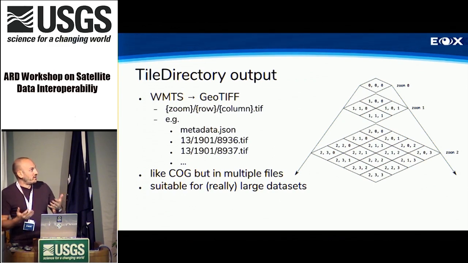You can look at it as a cloud optimized GeoTIFF, but it's simply split up into multiple files. So you have a tiled structure and overviews to it, and it's suitable for really large datasets. If we're talking about a zoom level 13 mosaic of the world, so a 10 meter coverage worldwide, you need to split it up into multiple files at some point.